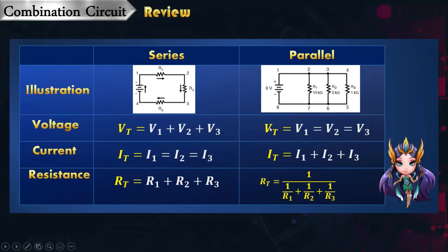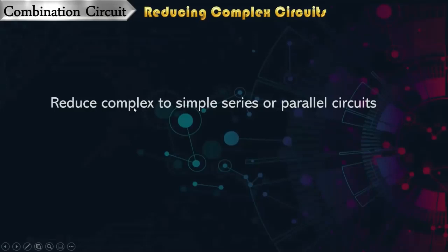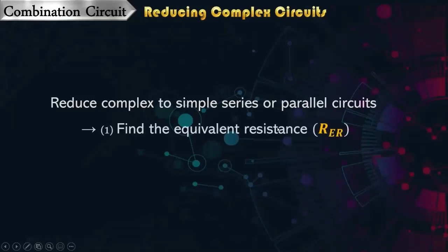In solving a combination circuit, we will simply reduce the complex circuit to a simple series or parallel circuit. So, it depends on the given. And to reduce a complex circuit to a simple circuit, we will just find the equivalent resistance.